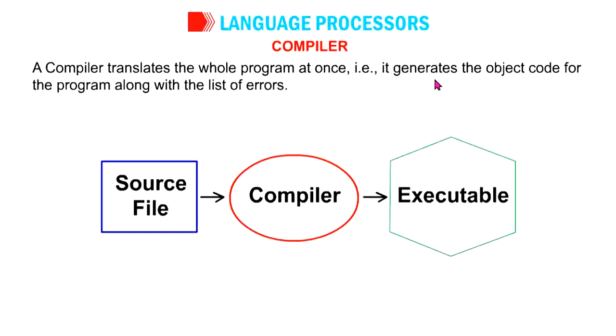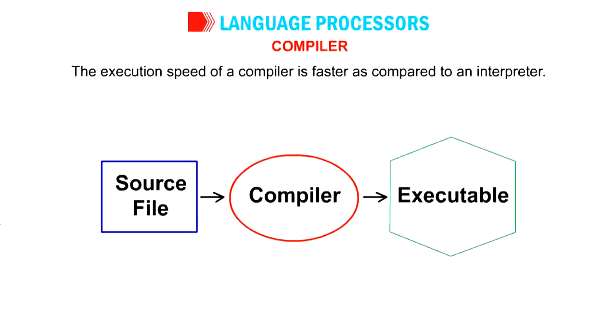That is, it generates the object code for a program along with the list of errors. If it is an interpreter, it checks line by line and shows each error as found, but here the compiler will show the list of errors together. Because of that, the execution speed of a compiler is faster as compared to an interpreter. Is it clear? Language processors like assembler, compiler and interpreter.